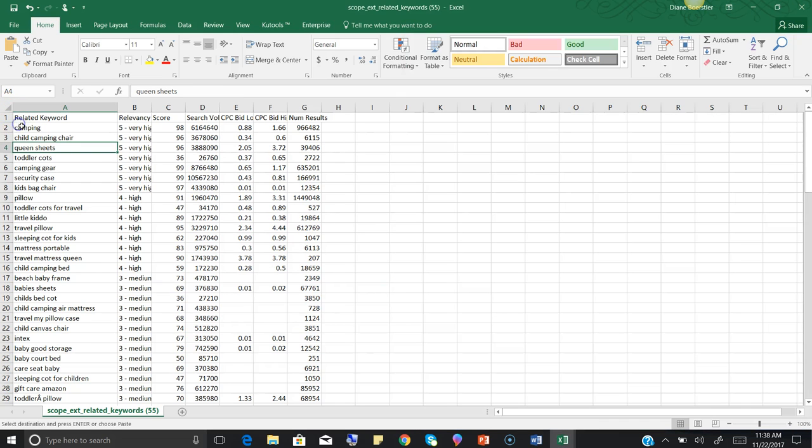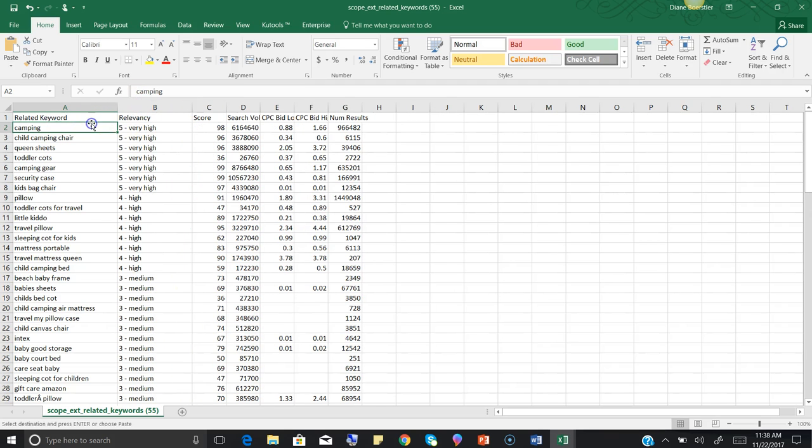And then for the rest of these words, what do you do with them? You use them in your advertising. We know that people who are looking for camping gear often aren't necessarily thinking about buying a toddler cot for their child in the tent. They may not even know it exists. They may not even know that it's affordable or that it's relevant or that it's useful. So you want to advertise under these words as well.